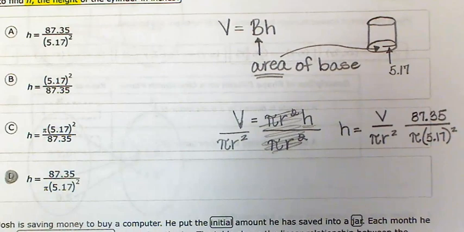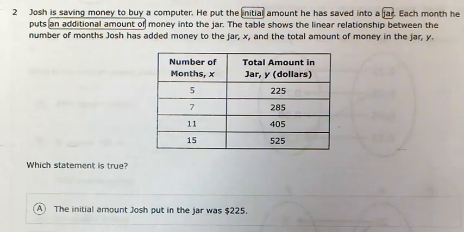Okay, let's move on to number 2. Josh is saving money to buy a computer. He put the initial amount he has saved into a jar. Each month, he puts an additional amount of money into the jar. The table shows the linear relationship between the number of months Josh has added money to the jar, X, and the total amount of money in the jar, Y.